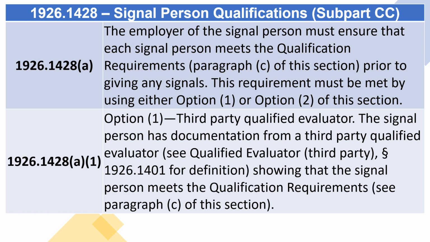1926.1428(a)(1). Option 1. Third-party qualified evaluator. The signal person has documentation from a third-party qualified evaluator, see Qualified Evaluator, Third Party, Section 1926.1401 for definition, showing that the signal person meets the qualification requirements, see paragraph (c) of this section.